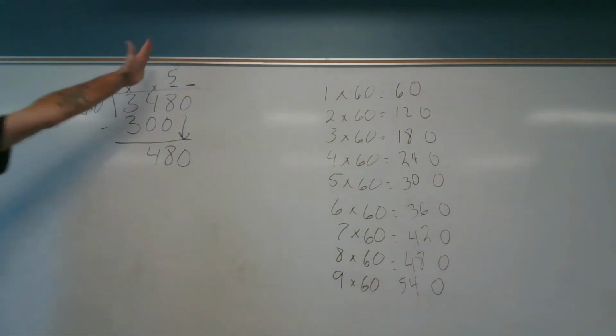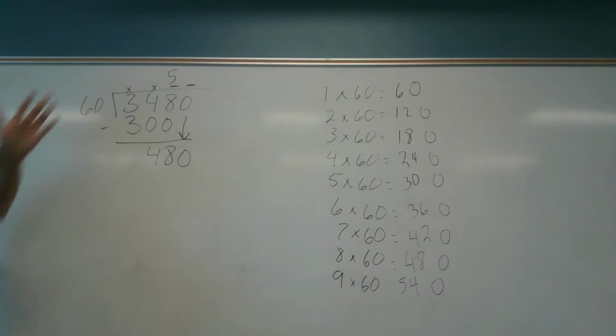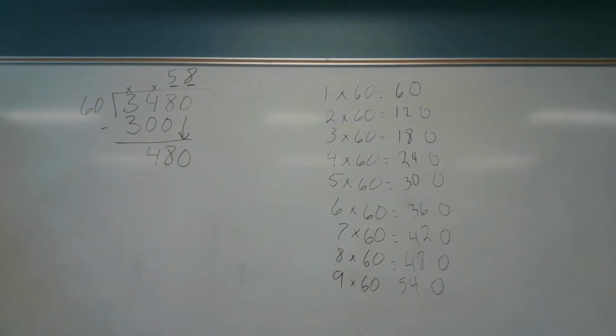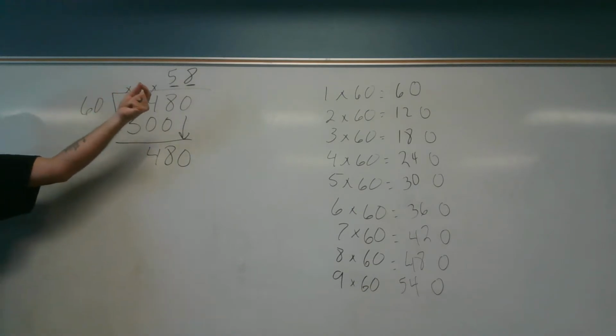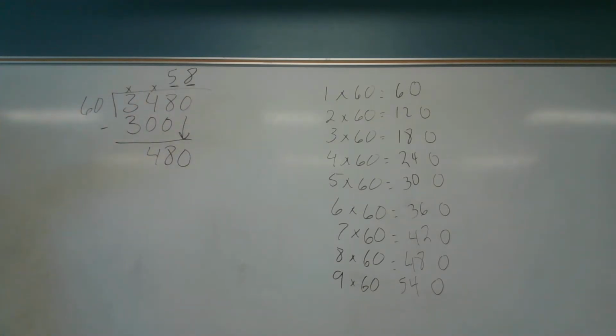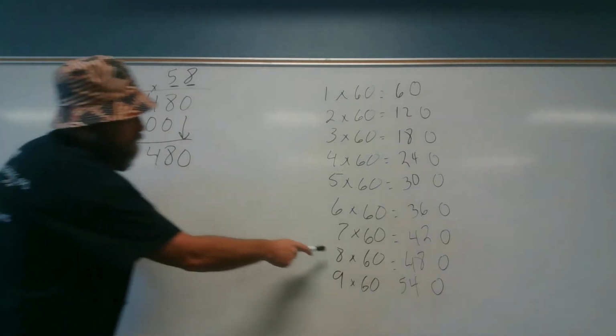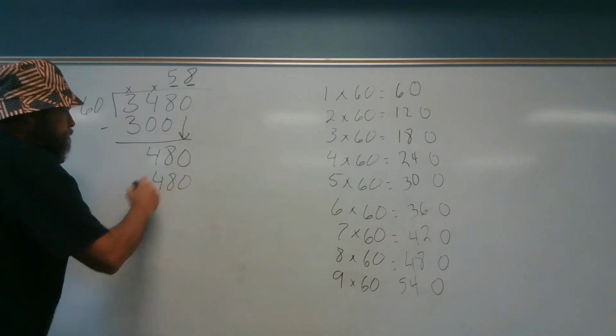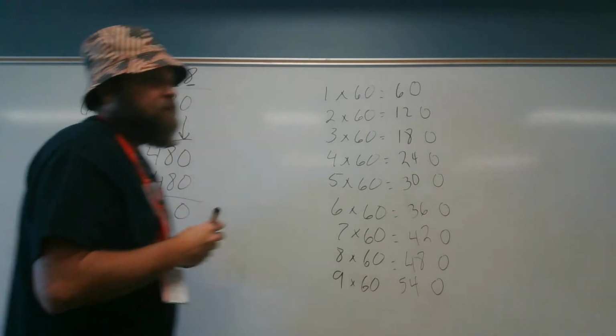Since I'm only putting one digit up here at a time, that makes it real easy to know which goes there. Obviously, the 480 is not going to all go in the ones place. That'd be crazy. So I do 8 times 60, and I've already done it over here. 8 times 60 is 480. Remainder 0.